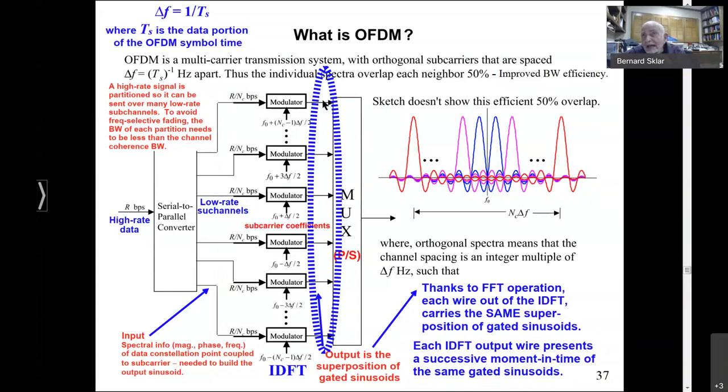It's not going to give you, the user of OFDM, which of course is using this FFT magnificence, the individual waveforms. Every one of these wires is going to give you the same superposition of these gated sinusoids, but each wire will give you a successive moment in time of that superposition. So once you've gone through the FFT process, there's no way to go back and get those individual time waveforms. You're only working with a superposition, and each one gives you a moment in time.